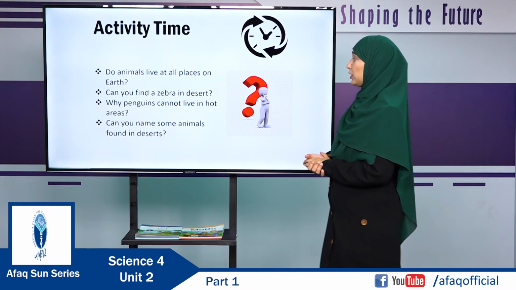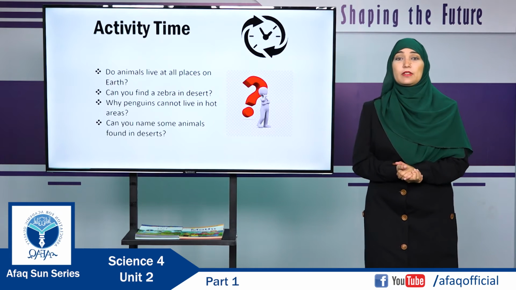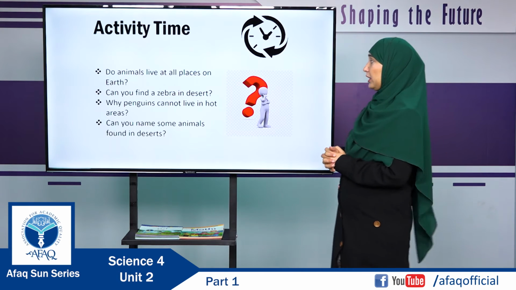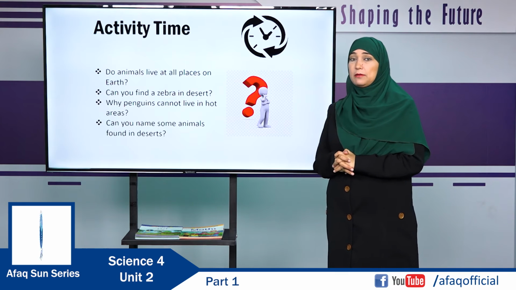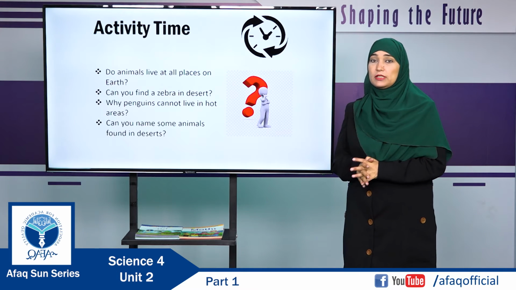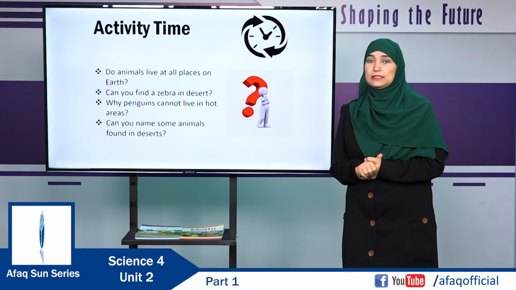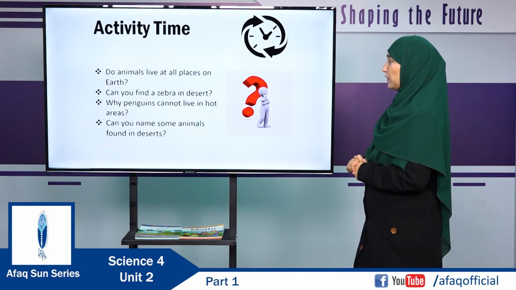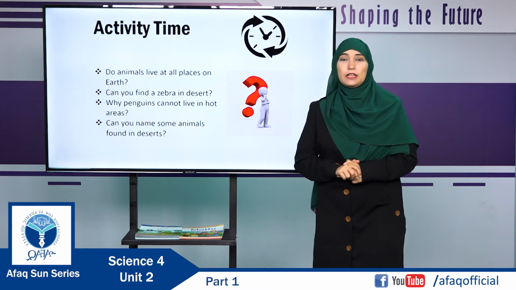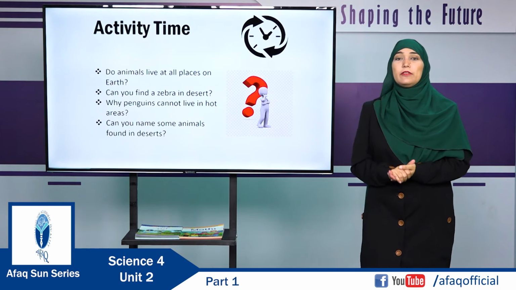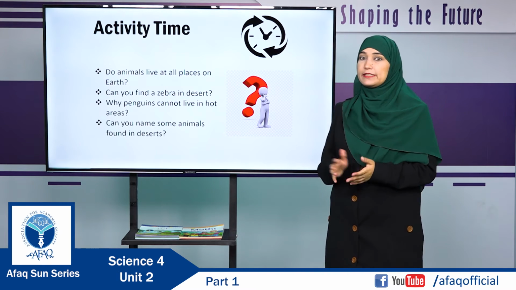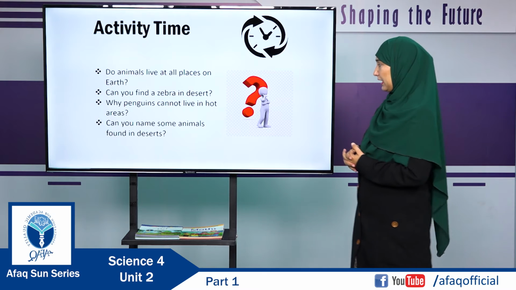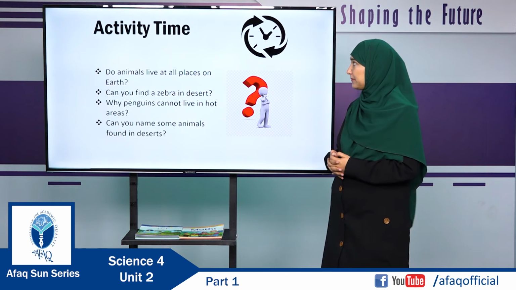Why can penguins not live in hot areas? Penguins are found in polar regions. Why can they not live in hot areas? Think about it. Because they have a fat layer in their bodies. They cannot survive in hot environment. Can you name some animals found in deserts? Think. Yes, a camel lives in a desert or a snake lives in a desert. Find some other animals and tell the names to your parents and teachers.